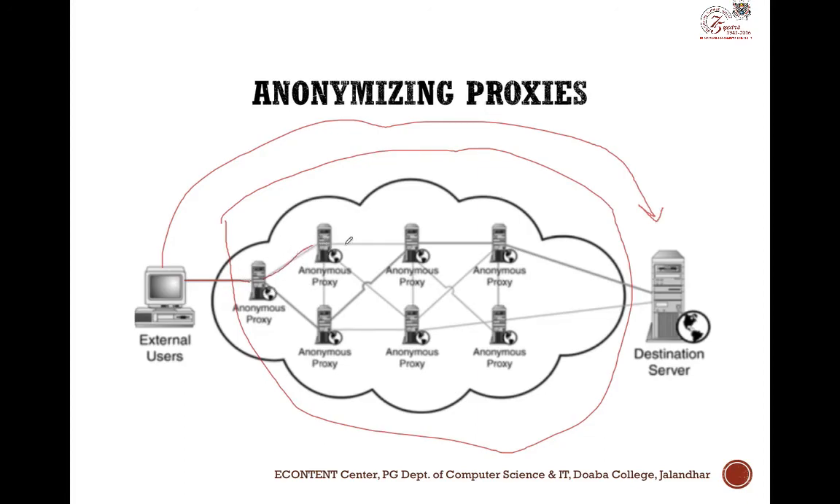So the request will be sent from one proxy to the second, second to the third, third to the fourth, like this. And then lastly, from the nth proxy server, the request will be received by the server, and the response from the server will again follow the same path. In this way, the identity of the client can be easily hidden from the server. That basically enhances the security of the client. So that's it with the types of the proxy server.